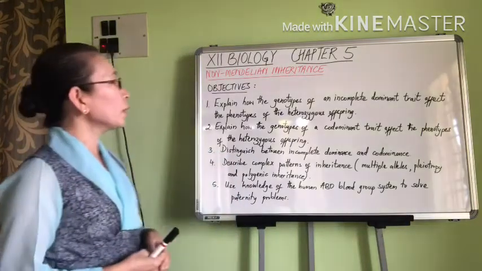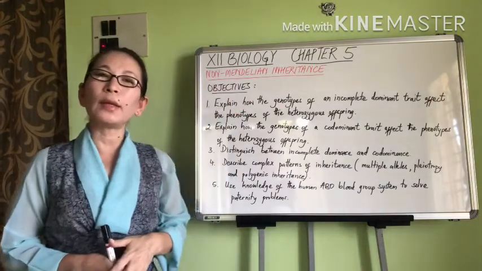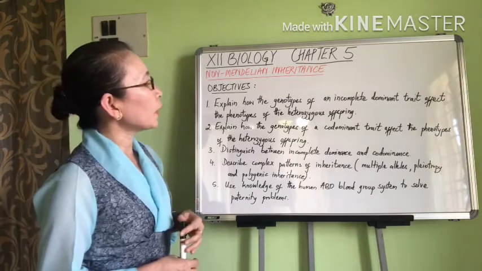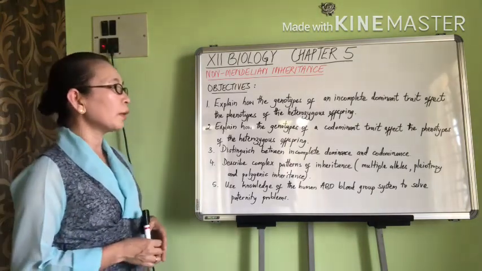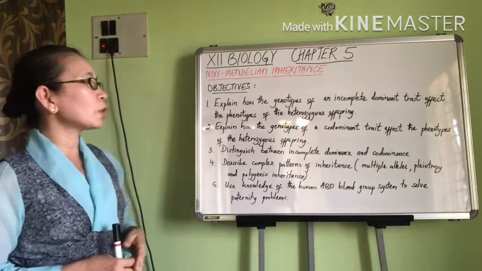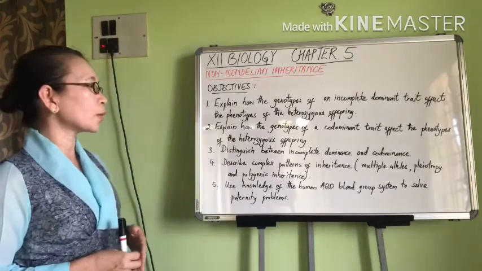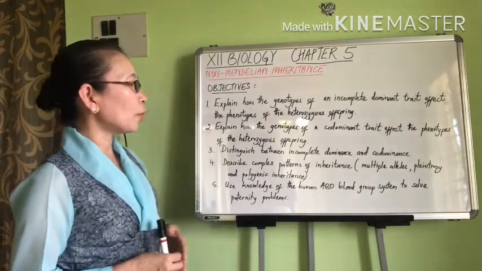In this video lesson, we will learn about non-Mendelian inheritance, and the learning goals to be achieved are: 1. Explain how the genotypes of an incomplete dominant trait affect the phenotypes of the heterozygous offspring. 2. Explain how the genotypes of a codominant trait affect the phenotypes of the heterozygous offspring. 3. Distinguish between complete dominance and codominance.